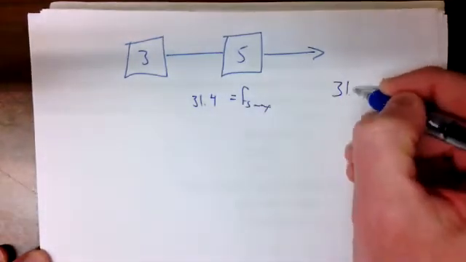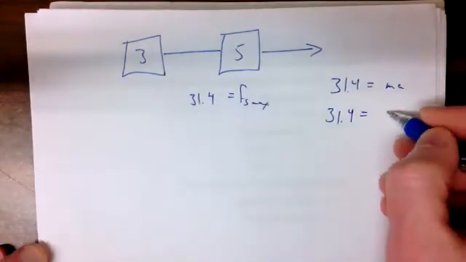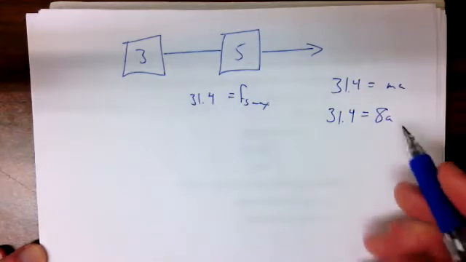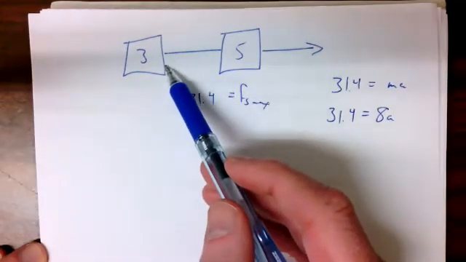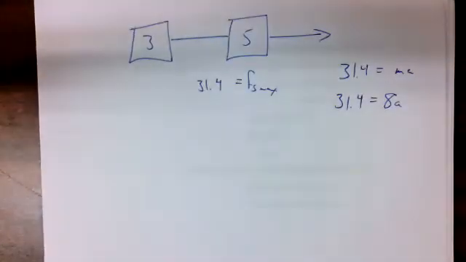So now 31.4 equals mass times acceleration. This is 8. 31.4 equals 8a, and then you solve for that acceleration. Once you have that acceleration, you figure out how much force is needed for this to go at that acceleration. It's one of those working forward then backward ones. It's similar to the pulleys. You use one mass to get it going, then both masses for the acceleration. Does that make sense?